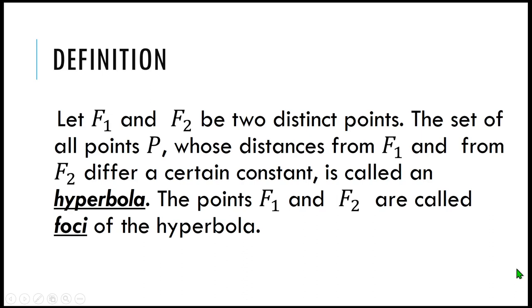Okay, para sa hyperbola, halos magkamukha lang sila ng definition ni ellipse. Dalawa din po yung ating reference point. Still, F1 and F2 are two distinct points. Pero this time, imbis na sum, kung sa ellipse, yung sum ng distances from the two fixed points is always constant, dito yung difference ng dalawang distances from two fixed points constant. Sa ellipse, sum, sa hyperbola, difference. At yung mafo-form natin is called hyperbola. And still, yung dalawang distinct points na yon are called the foci of the hyperbola.